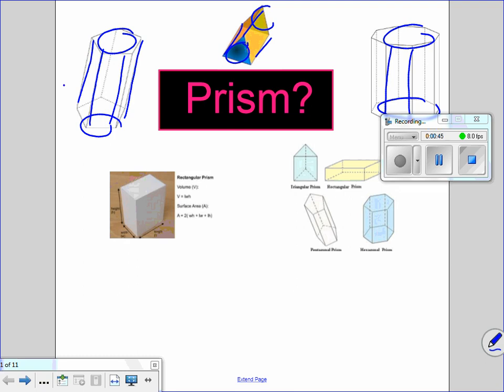In this prism right here, I have a pentagon, so this would be called a pentagonal prism. Right here, I have a triangle, so the back side is a triangle. I have a triangular prism. Right here, I have an octagonal prism. Down here, it looks like I have a hexagonal prism. Or a rectangular prism, obviously, with a rectangle on the bottom and the top.